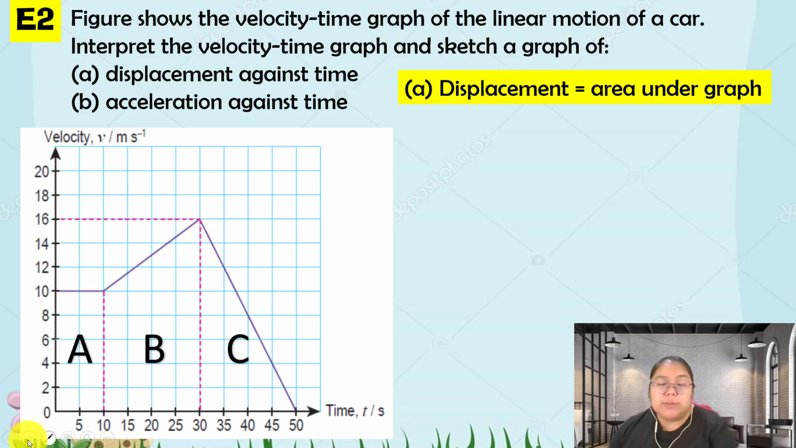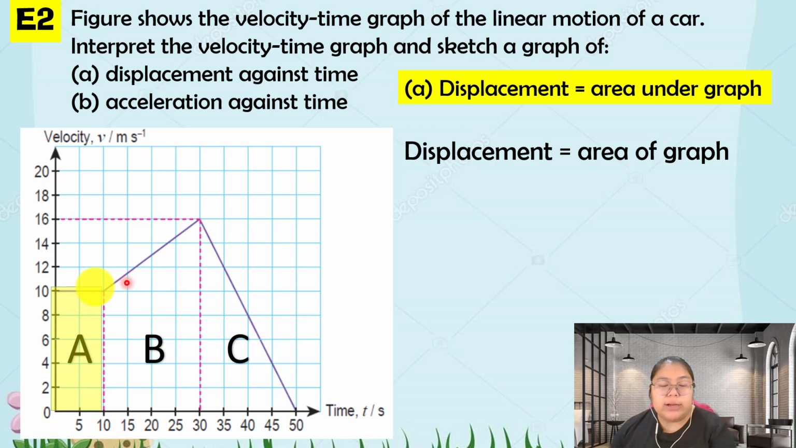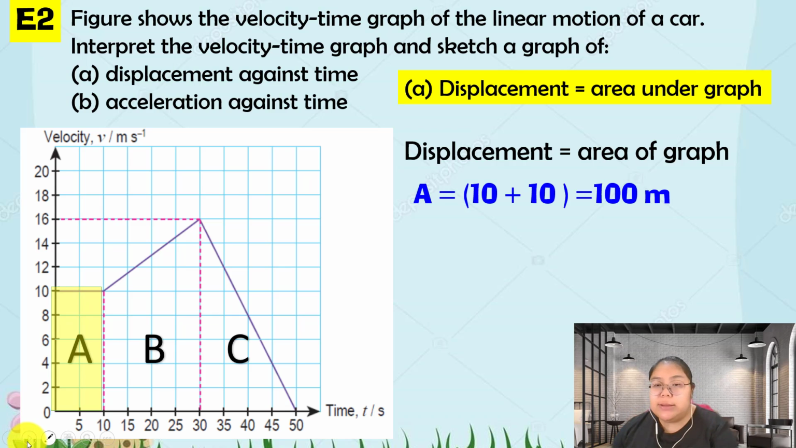Okay, displacement equals the area under the graph. From here we need to show the first one. That's part A. We find the area first. So for part A, the area is 10 multiplied by 10. That's 100 meters.